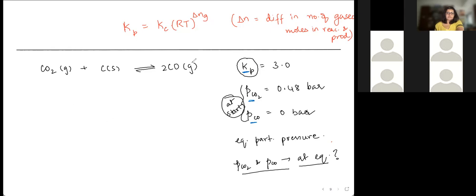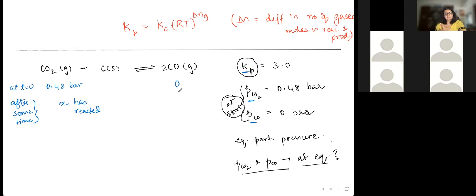Now, coming to solving the actual question. This is our equation. At T equal to zero, what were the values? CO2 is given as 0.48 bar. Carbon we will not consider in the expression for pressure. And CO is zero because nothing was created at that time. Let's say after some time equilibrium happened, and X amount of CO2 has reacted. That is, CO2 is reduced by X bar. If X amount of CO2 has reacted, how much CO will be produced?